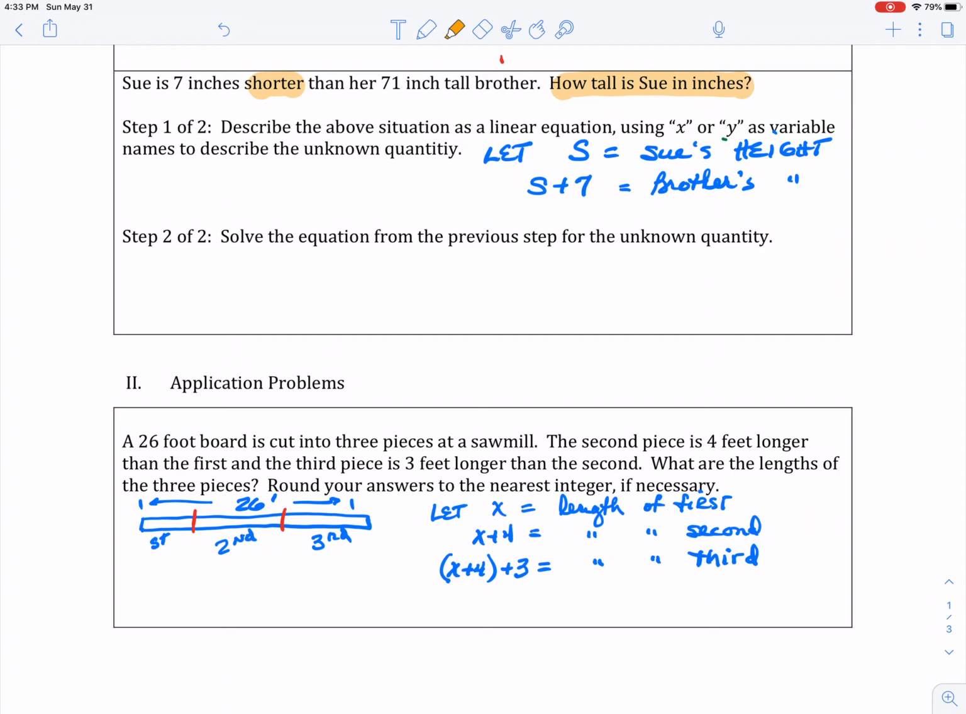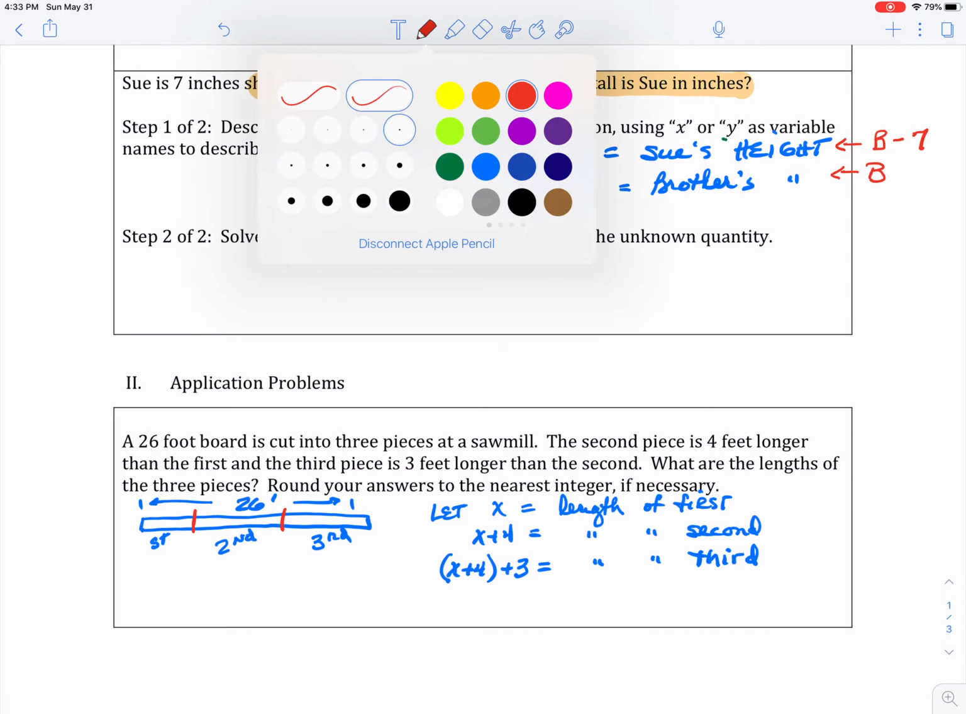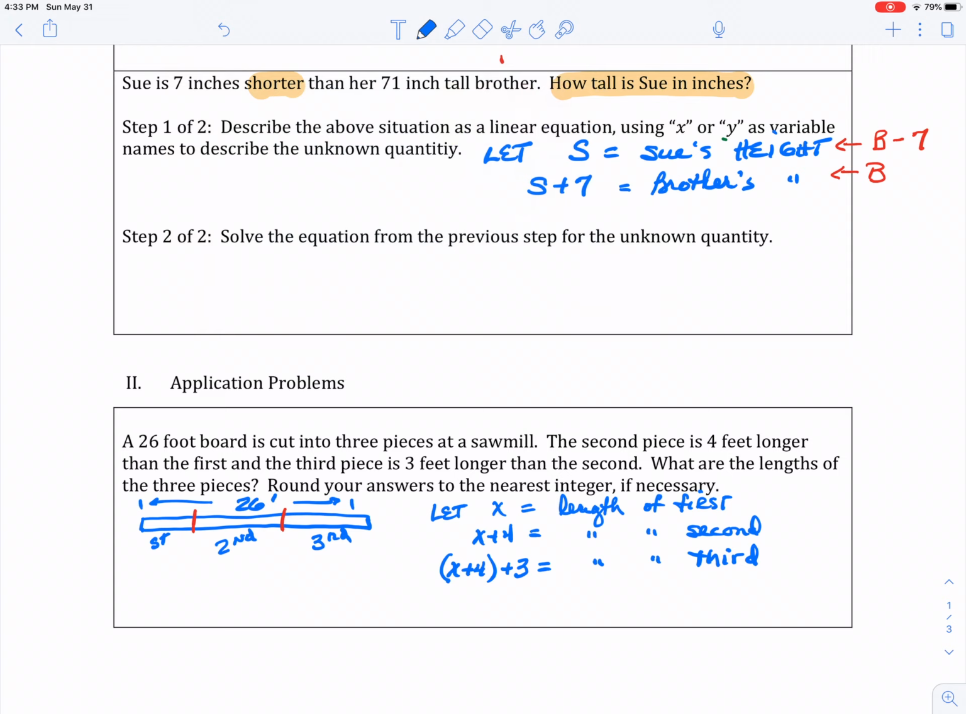Another way you could do this is that you could let B stand for the brother's height, and then you would come up here and let B minus 7 represent Sue's height. That may make more sense to some of you, so I'll leave that out there and you can think about it. All right, but I'm going with this.